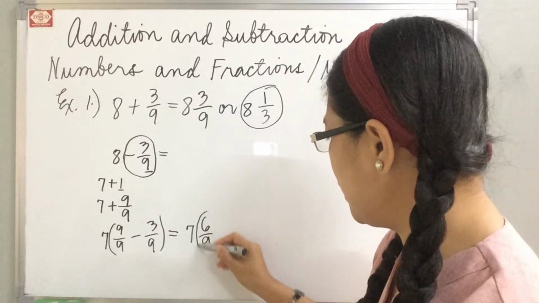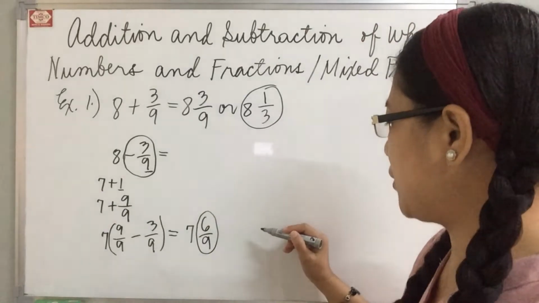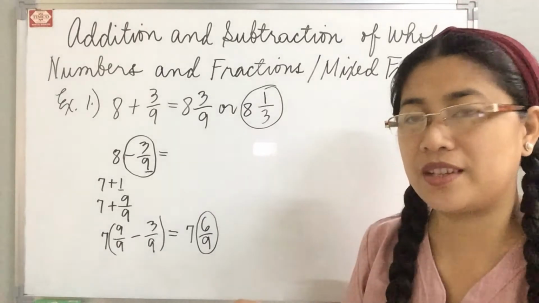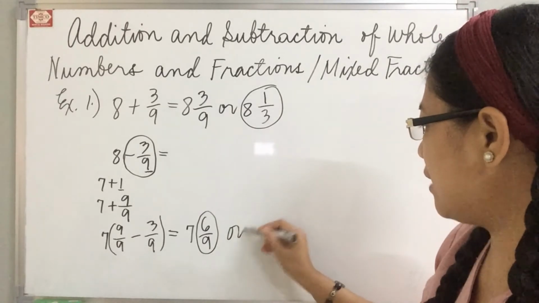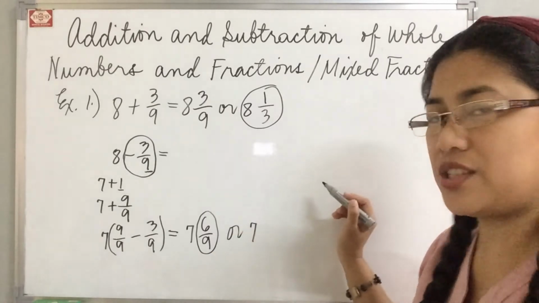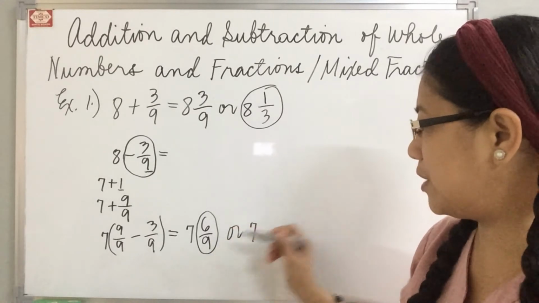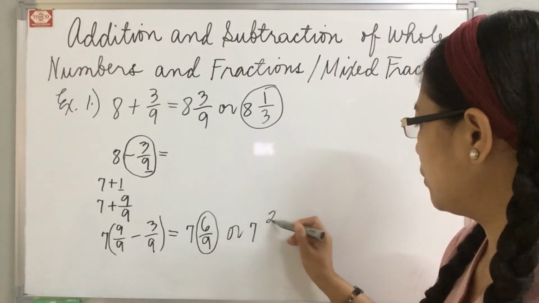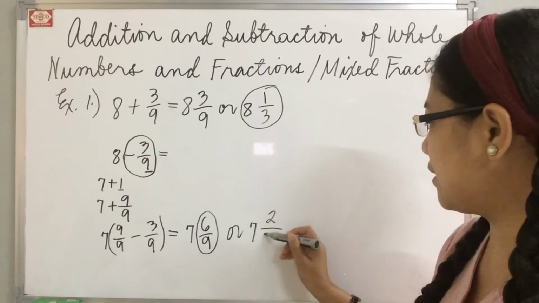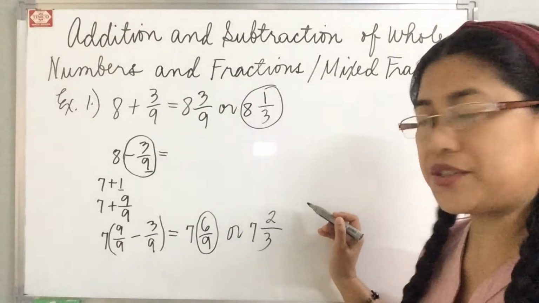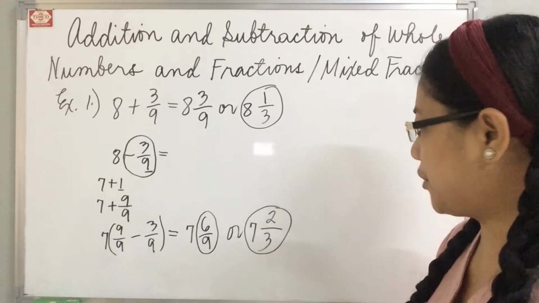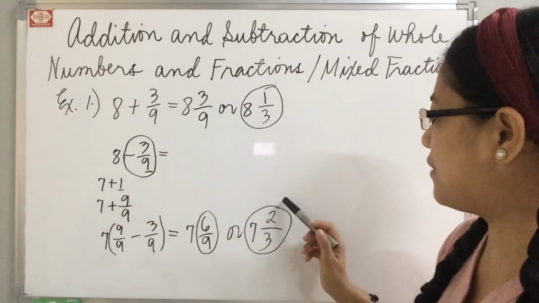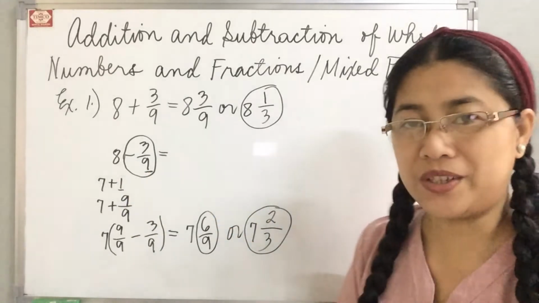Look at our fraction here. Still, it can be reduced to lowest term. What is the GCF of 6 and 9? We have 3. So, let's write 7 and divide the numerator and the denominator by the GCF, which is 3. So 6 divided by 3 is 2. And 9 divided by 3 is 3. So our final answer is 7 and 2/3. So when we subtract 3 ninths from 8, it will give us 7 and 2/3.